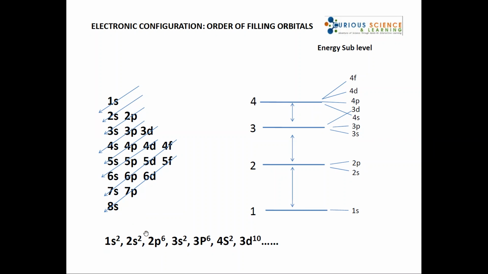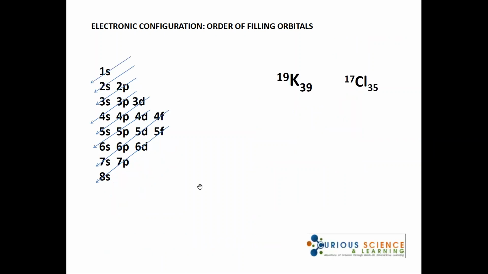So s can hold a maximum of 2 electrons, p can hold a maximum of 6 electrons. Similarly, d can hold a maximum of 10 electrons. Based on this, we'll fill up in this order. So 19 electrons are here, and we are going to fill up these 19 electrons. Let's see how we fill them up.